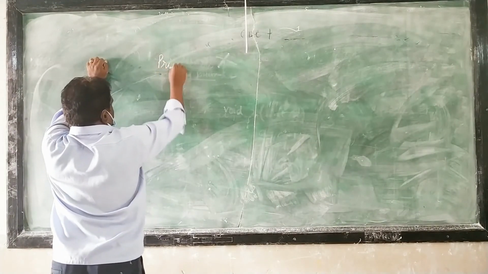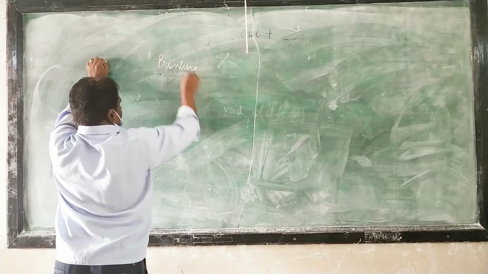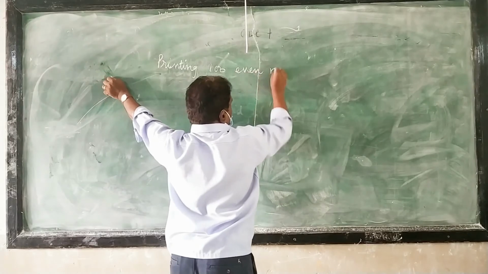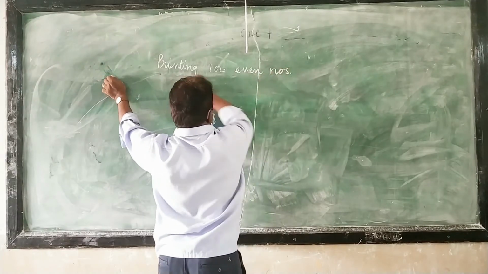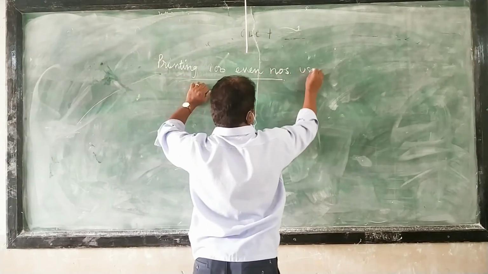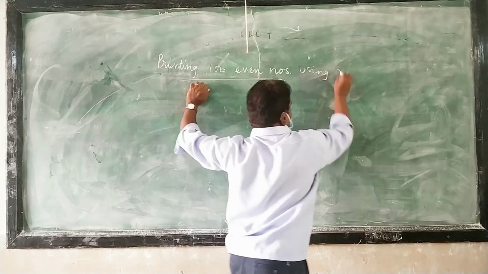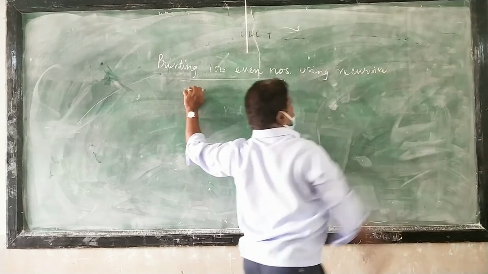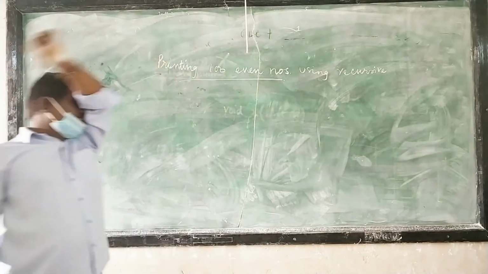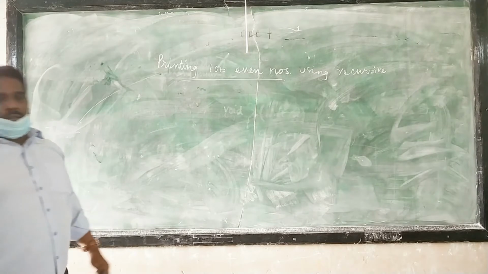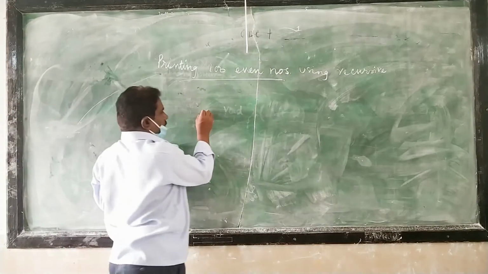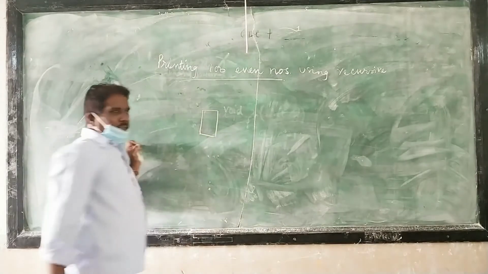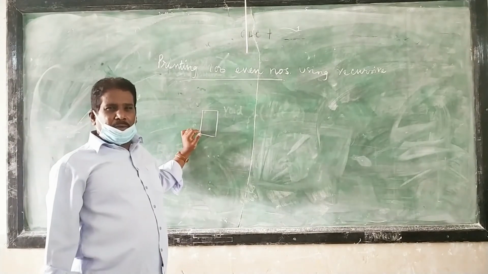Printing 100 even numbers using recursion. So how can we do it? Yes, we have to plan. It means 100 times you have to print the number, isn't it?